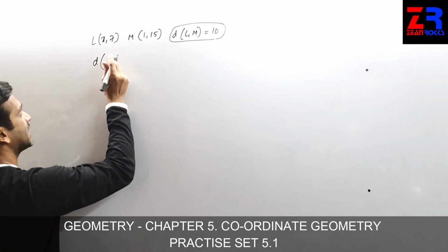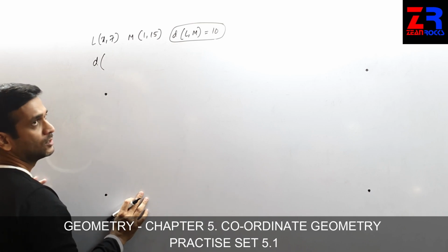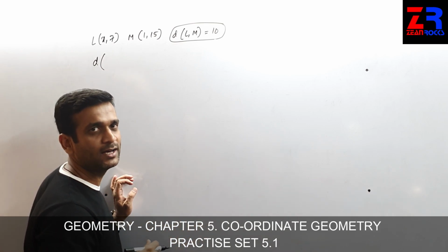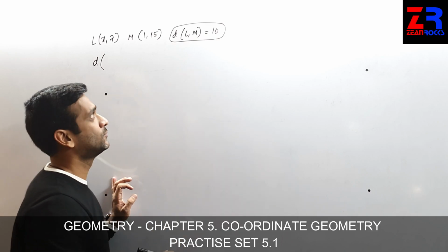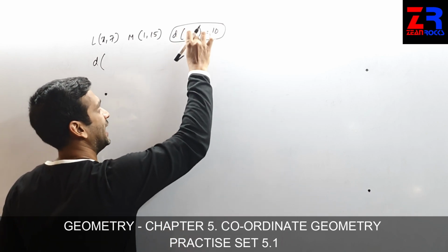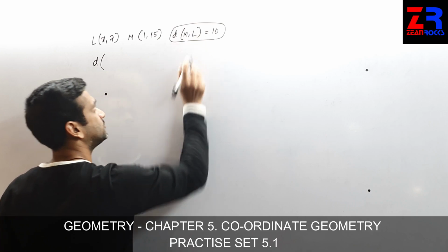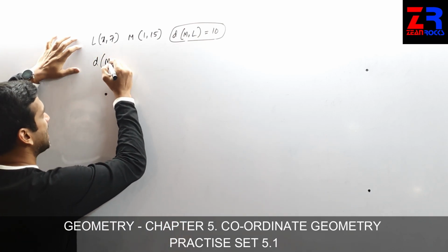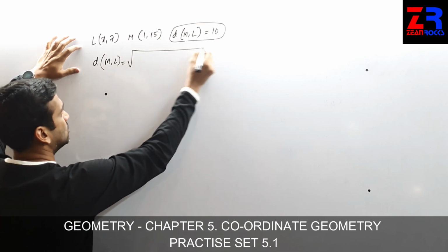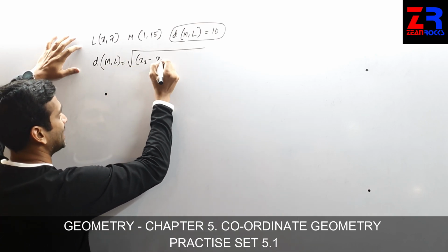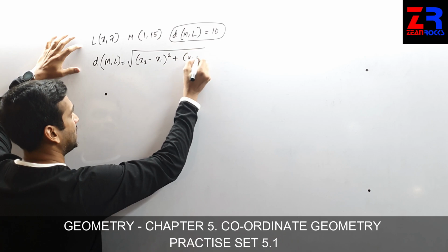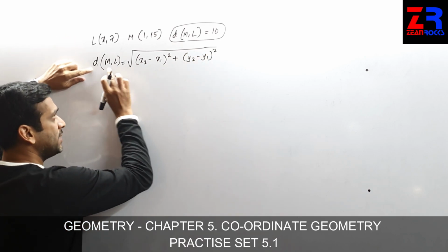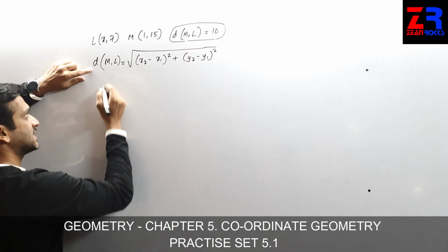So distance LM is given. So which formula you have to use? Distance formula. But LM दिया है ना, तो देखो मैं उसको ML कर देता हूँ. LM and ML is the same. So distance ML formula is root of x2 minus x1 the whole square plus y2 minus y1 the whole square. Now distance ML is given as 10. तो distance के नीचे 10.